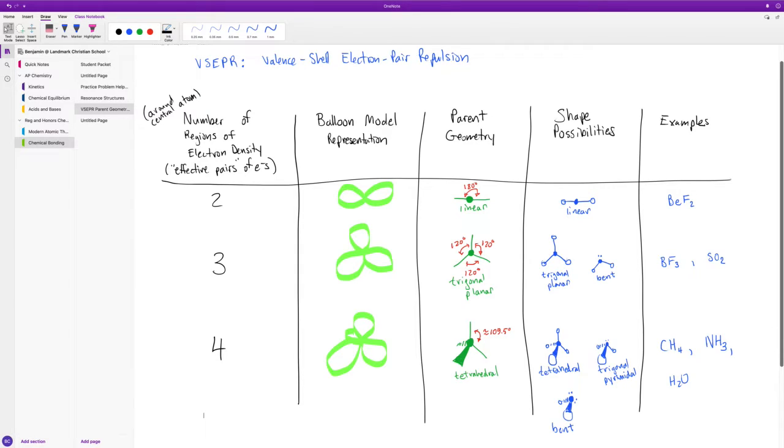I've added in a column from last Friday with the heading examples, and so we have specific examples of molecules that have the shape possibilities that are shown here. So let's go ahead and get into this. We're going to try to apply VSEPR to some other molecules.